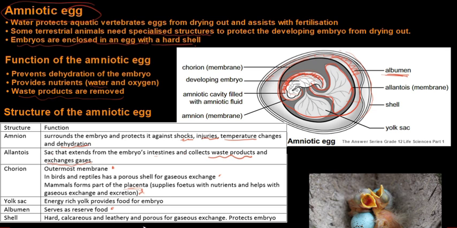Then you've got the shell, which is the hard outer shell here, and it is hard, calcareous, and leathery, and porous for gaseous exchange, and then most importantly, it protects the embryo. And then lastly, you've got the yolk sac that sits over there, and the yolk sac is energy-rich yolk that provides food for the embryo. And as this embryo develops, you'll see that this yolk sac starts to get smaller and smaller as all of these nutrients are then used.